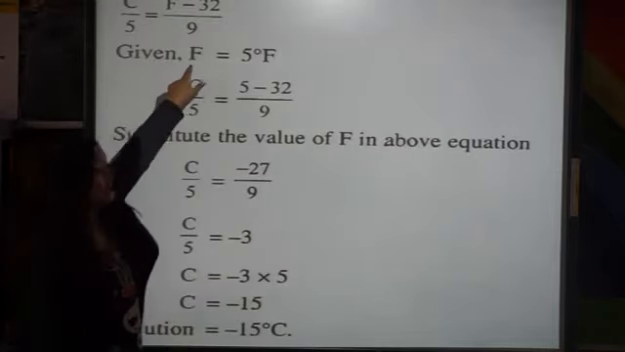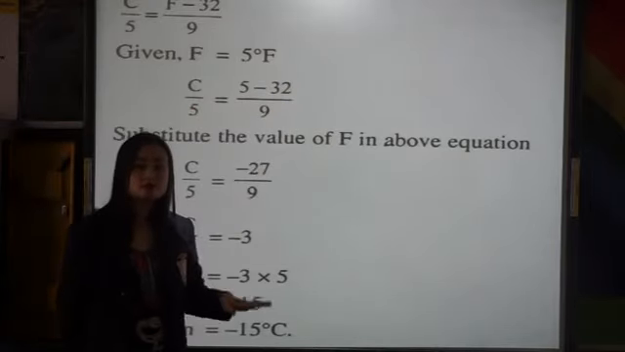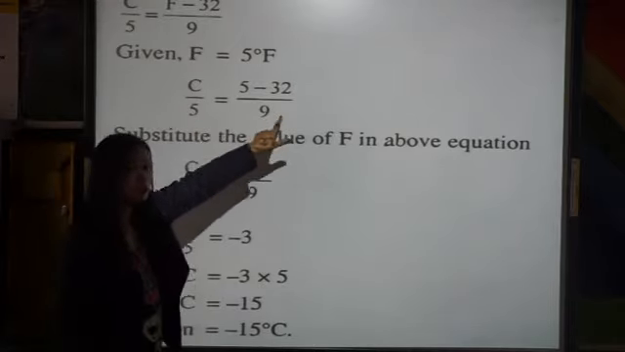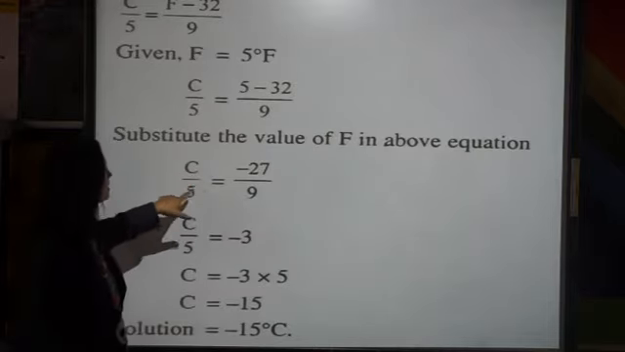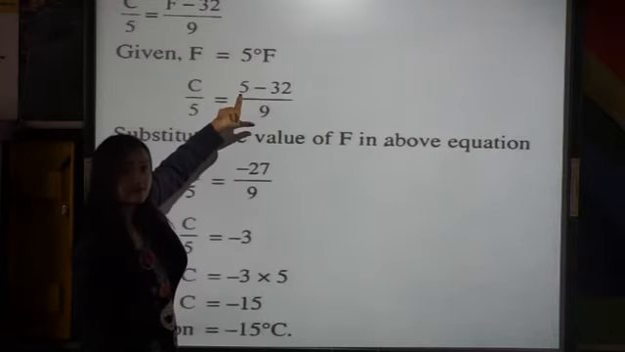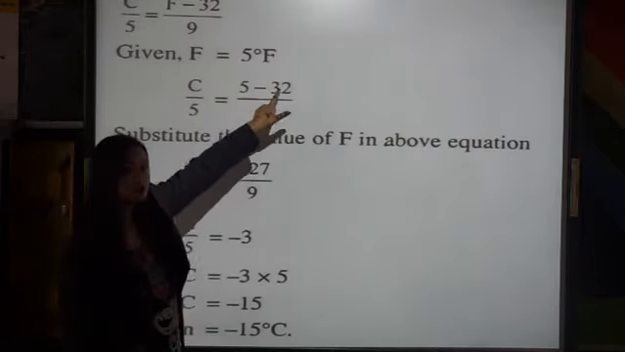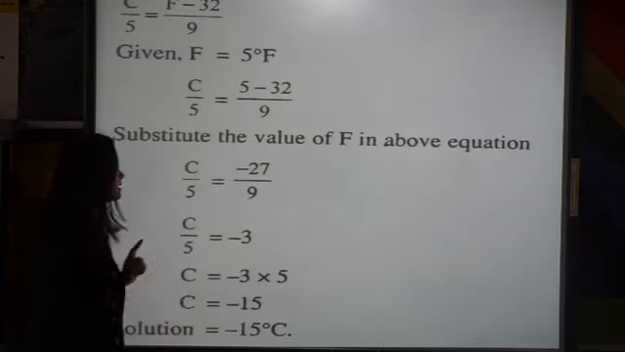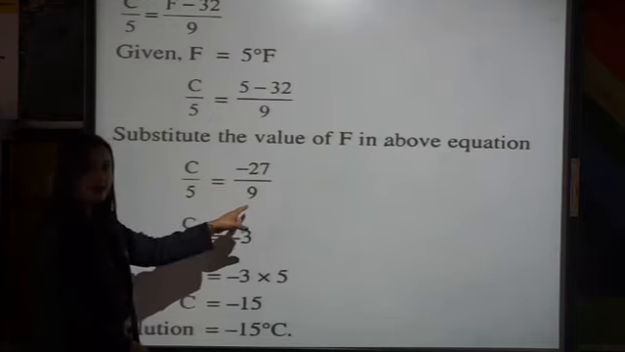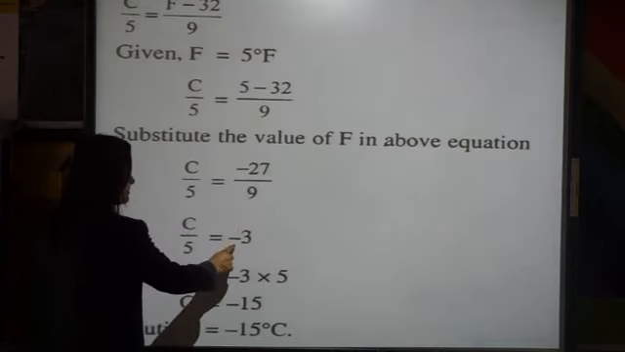Now see here, F is given. How much is your F given? 5 degrees Fahrenheit. That means the temperature given here is 5 degrees Fahrenheit. So C by 5 equals, using this relation, C by 5 equals F minus 32, so instead of F, what will you write? 5 minus 32. When you solve this, C by 5, 5 minus 32 is minus 27 divided by 9. And when you do the cancellation, 27 can be cancelled by 9, 3 times. And there is a negative sign here, that's why we have a minus sign here.